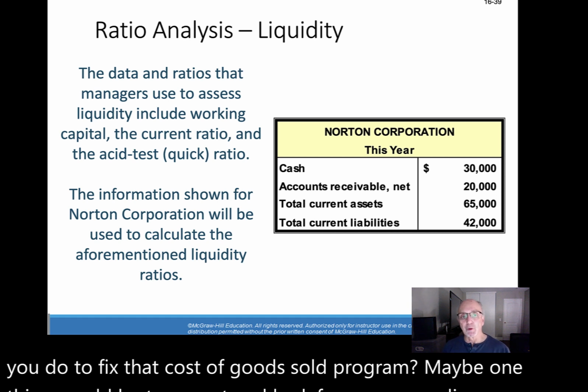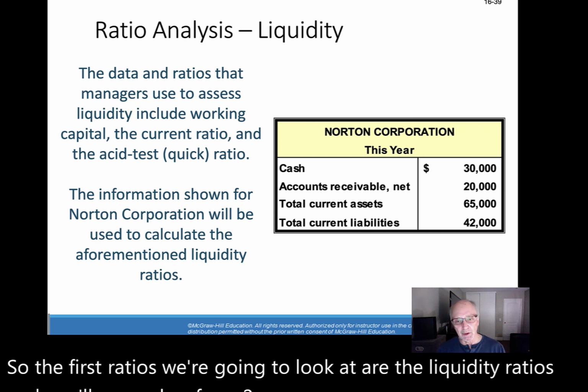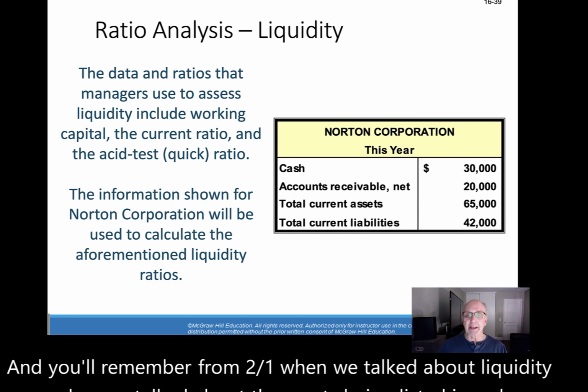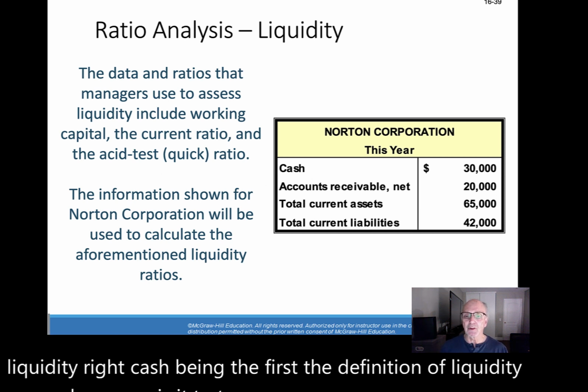Okay, so the first ratios we're going to look at are the liquidity ratios. And you'll remember from 201 when we talked about liquidity, remember we talked about the assets being listed in order of liquidity, right? Cash being the first. The definition of liquidity means how easy is it to turn it into cash.